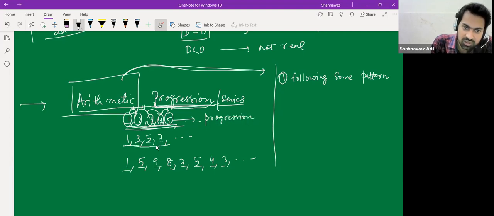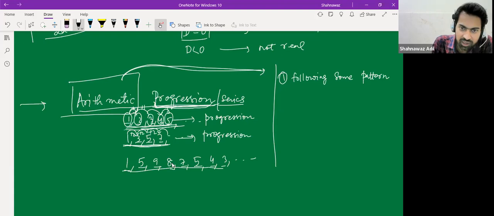In this example also, what is the difference between the successive terms? This is 1 plus 2 plus 2 and so on. So this again has some pattern, right? So this is again a progression. But what about this one? These are some random numbers.